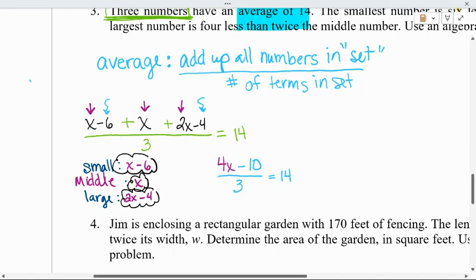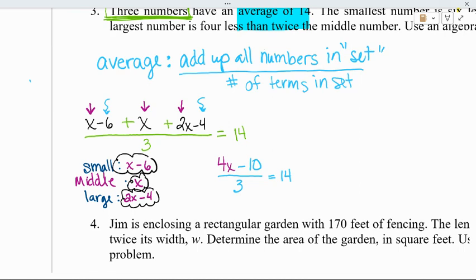All right, now we have a nice equation that we can work with. I cannot do anything with the variable until I get rid of the denominator. So Francisco, how am I going to get rid of the denominator? What is the inverse or opposite of divide? Opuesto de dividir.